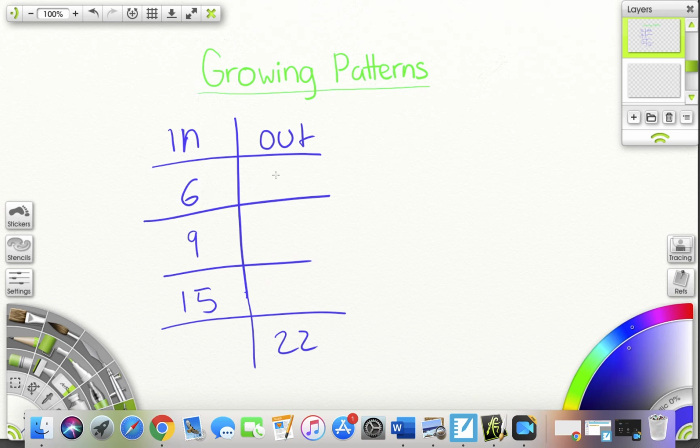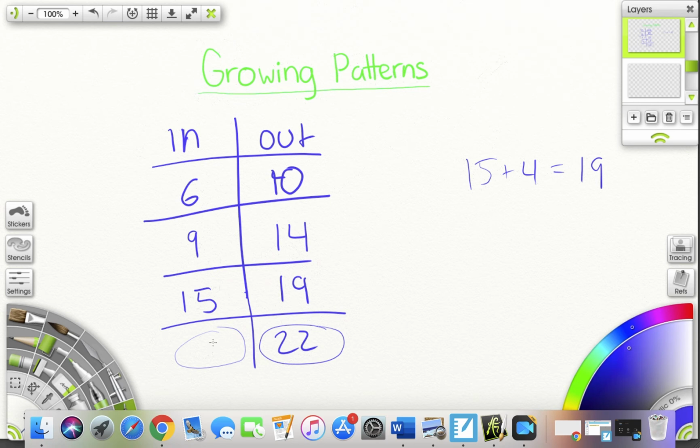So 6 plus 4 we found out is 10. So that's our out number. Next number is 9. We have to add 4 to this number to get the out number. So 9 plus 4 equals 13. Now we have to do 15. So 15 plus 4 equals 19. And that's our pattern.